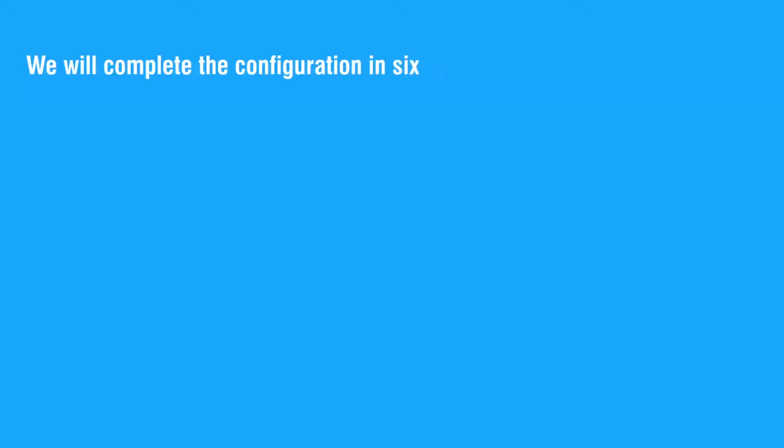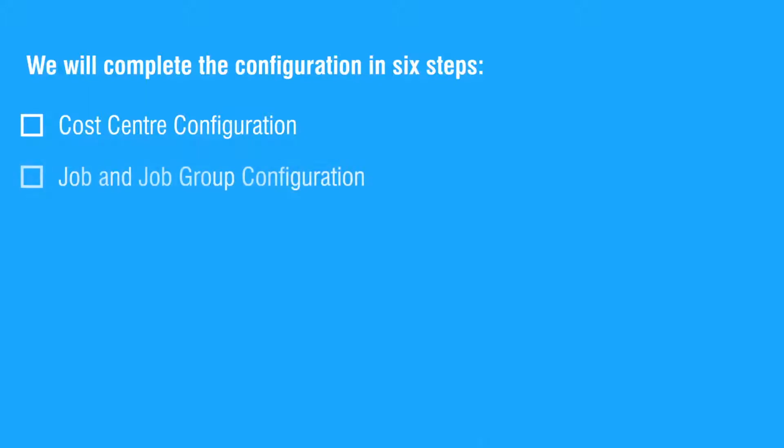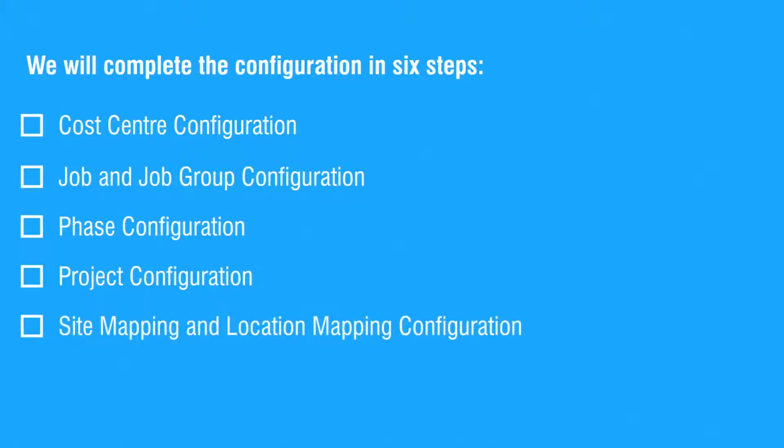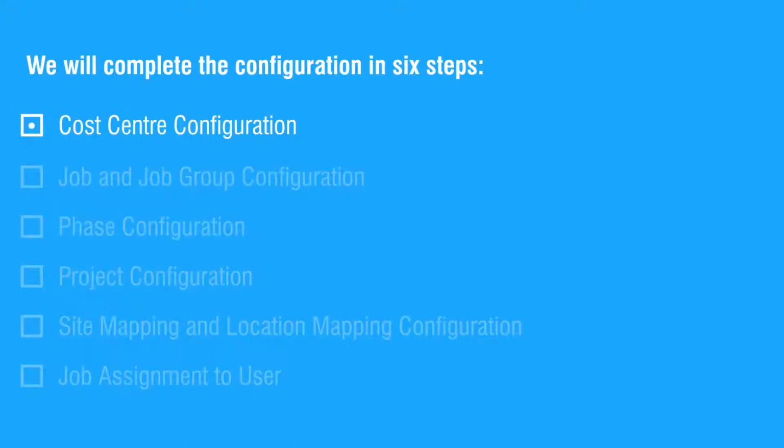Let us start with the configuration. We will complete the configuration in 6 steps: cost center configuration, job and job group configuration, phase configuration, project configuration, site mapping and location mapping configuration, job assignment to user. Let us start with first step of cost center and job configuration.